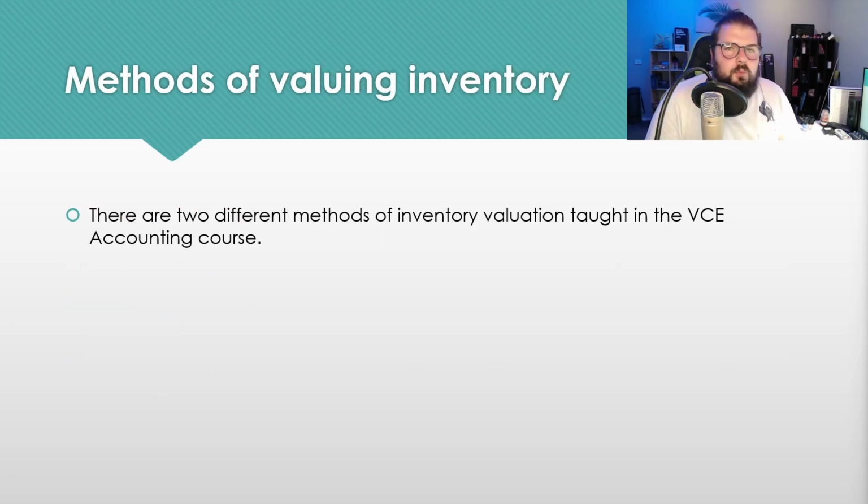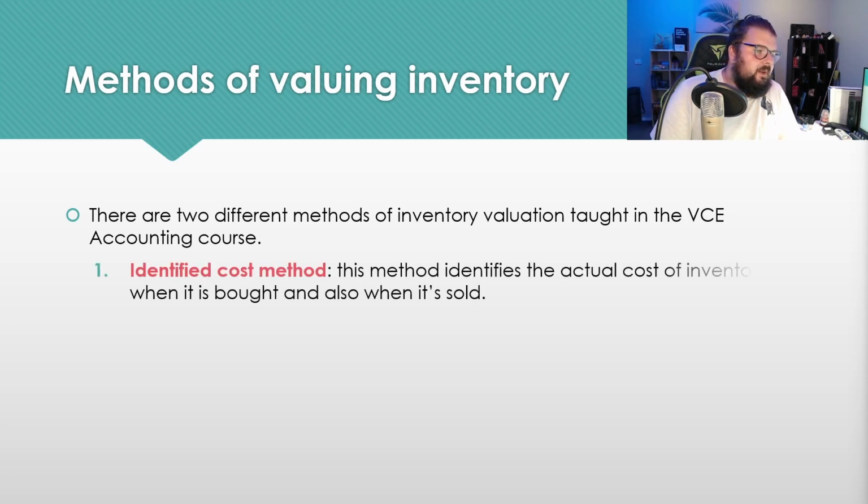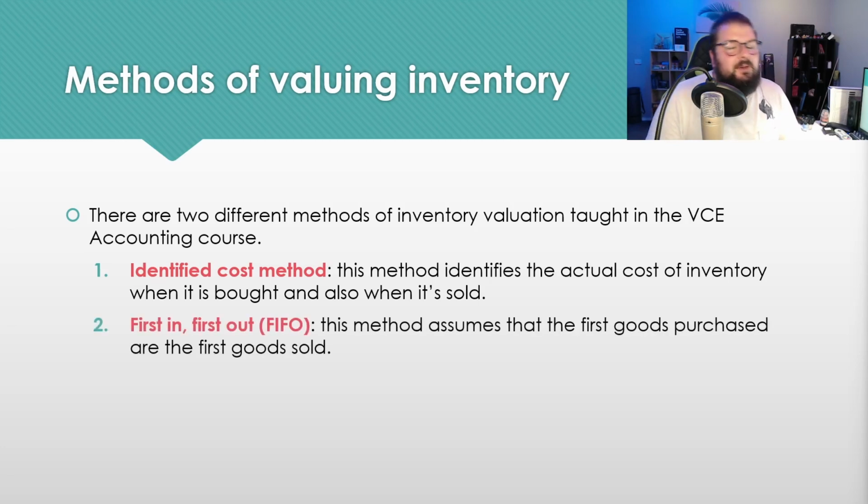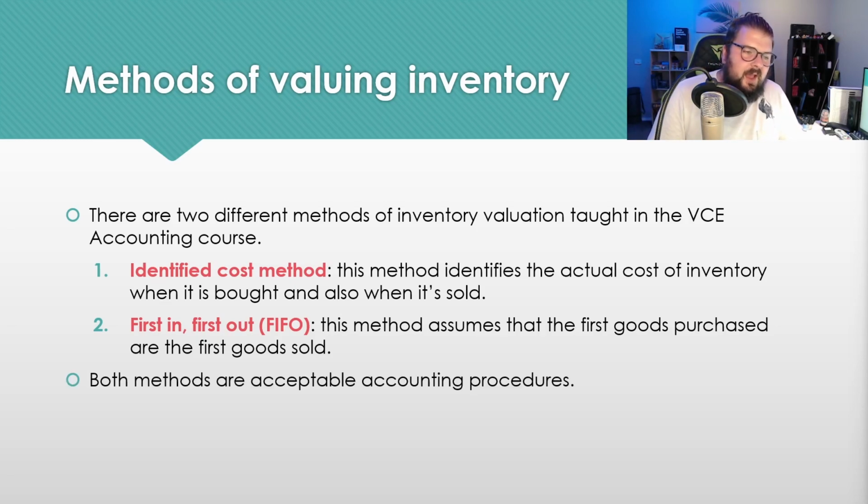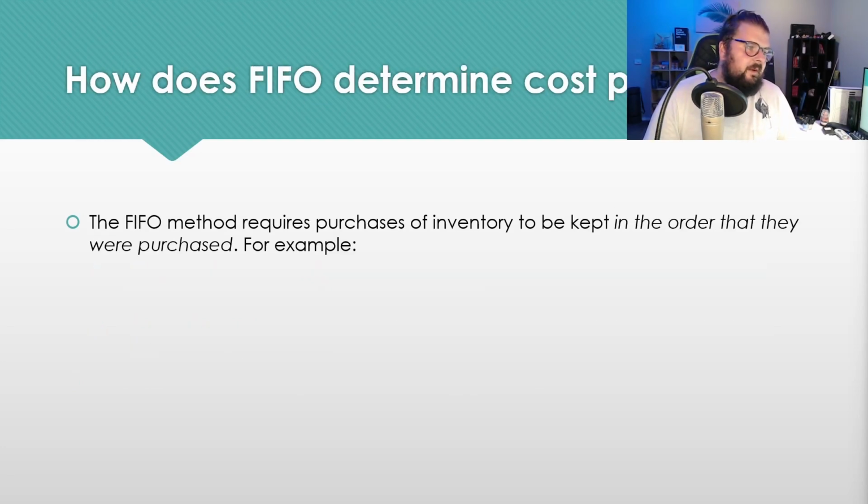Now, when we're looking at inventory systems, there's only two valuation methods that we need to consider. The first is identified cost, where the actual cost of each individual item that we sell is recorded. And we also have FIFO, which stands for first in, first out. This assumes that the first goods that we purchase are always going to be the ones that we sell first. Now, both are acceptable, but there's different times that each should be used.